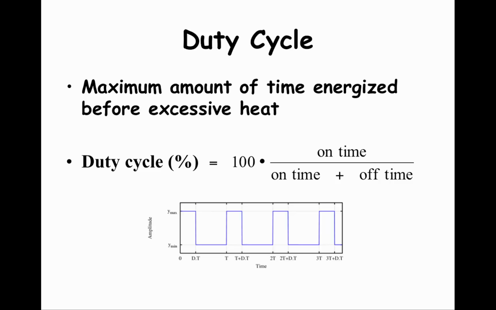The duty cycle is calculated using the equation shown here. It is 100 times the time on over the time on plus the time off. So if the device is energized, say, 4 minutes out of every 10 minutes, the on time is 4 and the off time is 6. The duty cycle, therefore, is 40%.